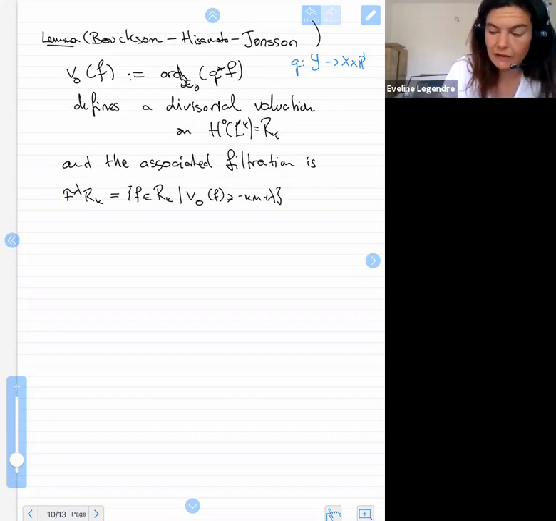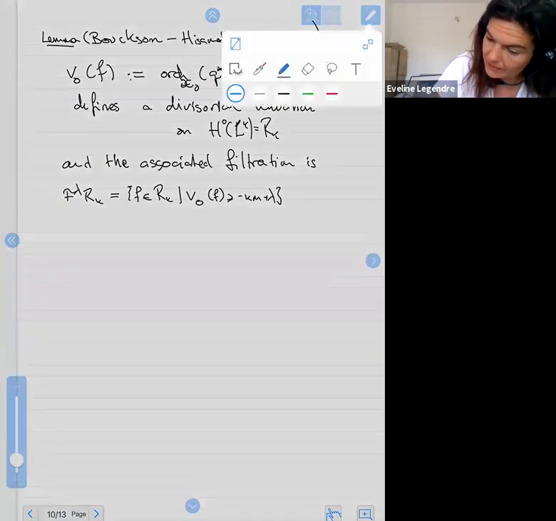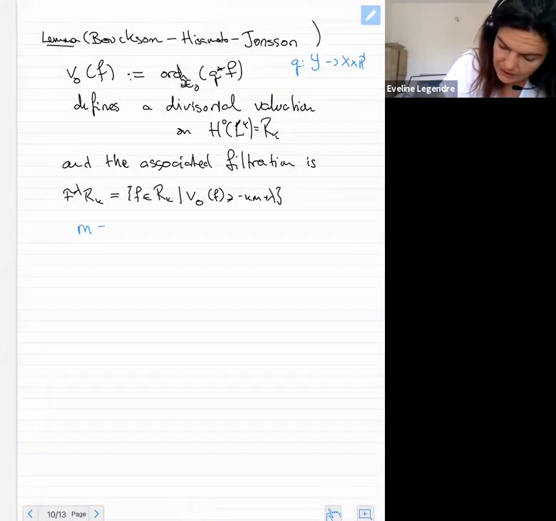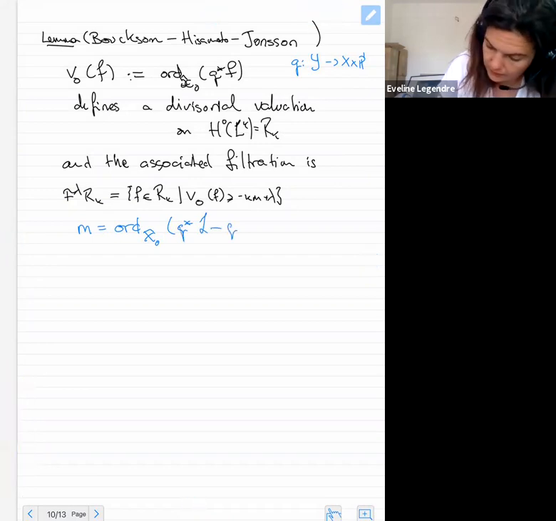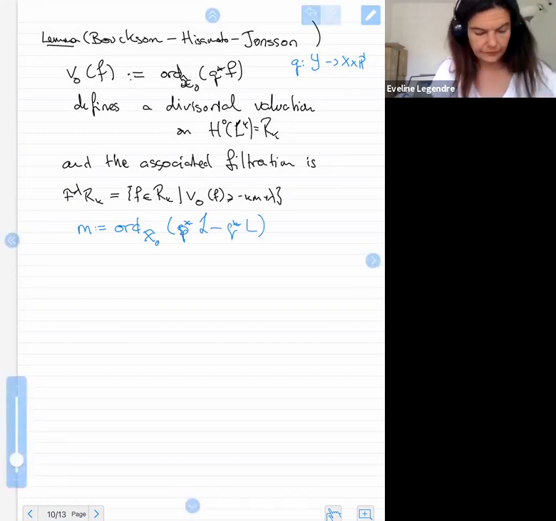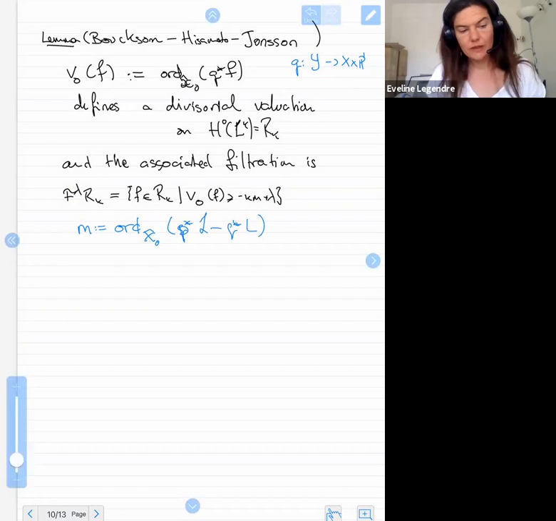And here the associated filtration, because with respect to a test configuration with a valuation, you will have a divisorial valuation, you have a filtration. It's going to be this way, and then M. So here M is the order of vanishing along x0 of the Cartier divisor. Here it's P, Q, L. Okay, defined this way.